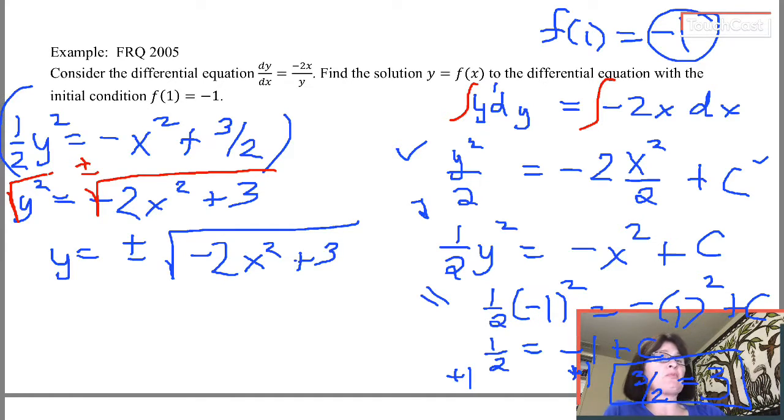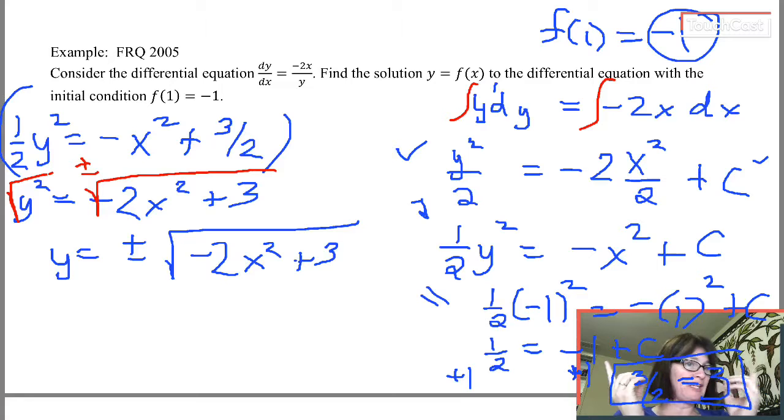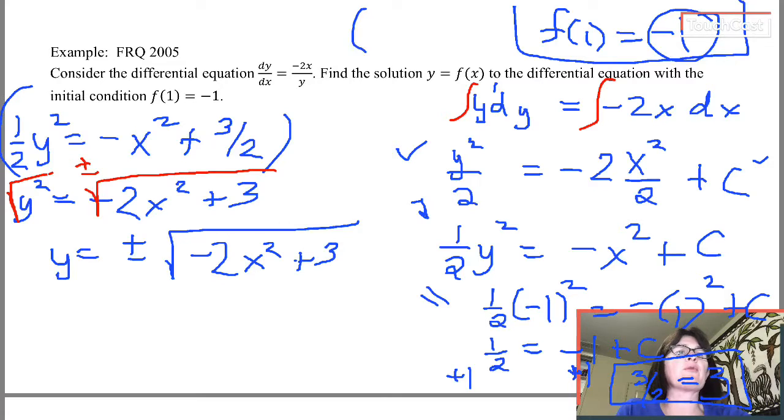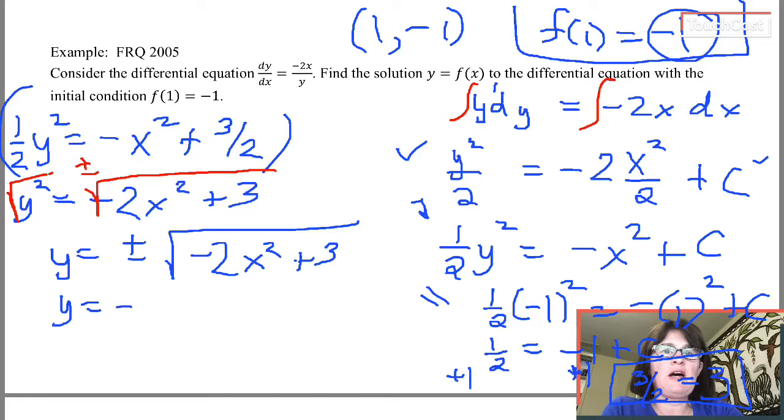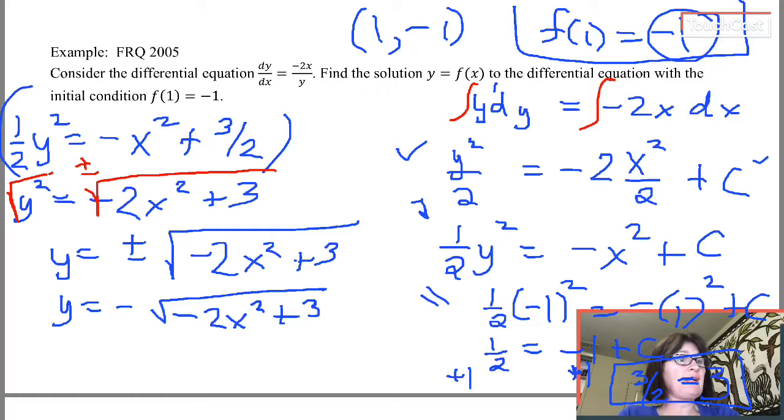So it's my job at this point to stop and figure out, should I keep the plus sign, the positive sign, or should I keep the negative sign? So I go back to that same ordered pair I had. Remember, this is the ordered pair, x is 1, y is negative 1. And I ask myself, if I'm going to plug in a positive 1 for x, and I need a negative 1 to come out, should I keep the positive sign or the negative sign? We probably noticed that we should keep the negative sign. This is going to be the opposite of the square root of negative 2x squared plus 3. This is a great answer. This answer probably gets full credit.